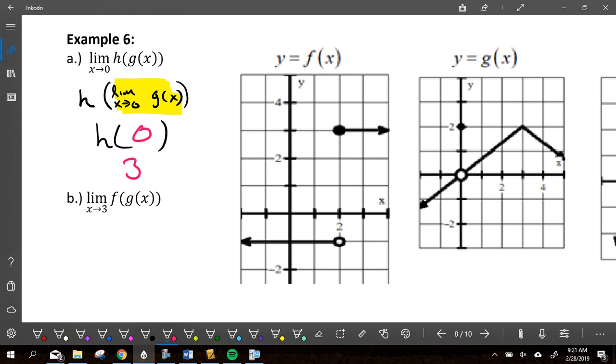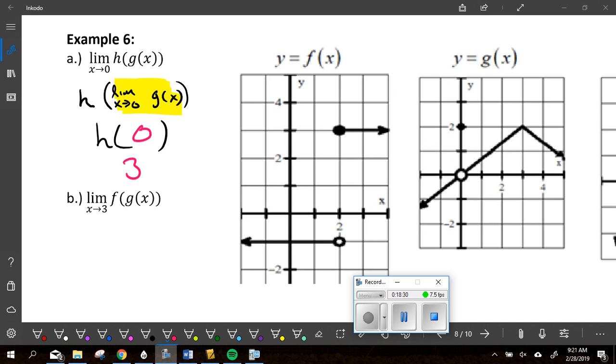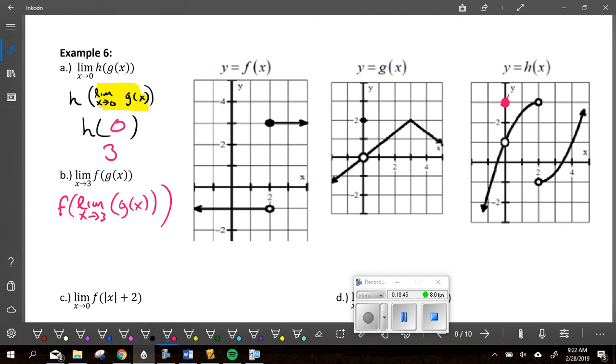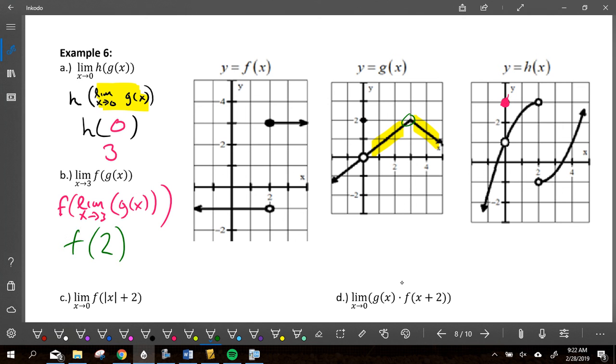Try example B. See what you got there. The key to that one is rewriting it. Let's check it. We're finding f of the limit as x approaches 3 of g of x. So we're going to start off with the inside part. We're finding the limit of g as x approaches 3. As we approach 3, from the left side and the right side, we're getting closer and closer to 2. Then we are finding f of 2. We go to my f graph, to the actual dot at 2, and that guy is going to get me 3. Make sense on that one?